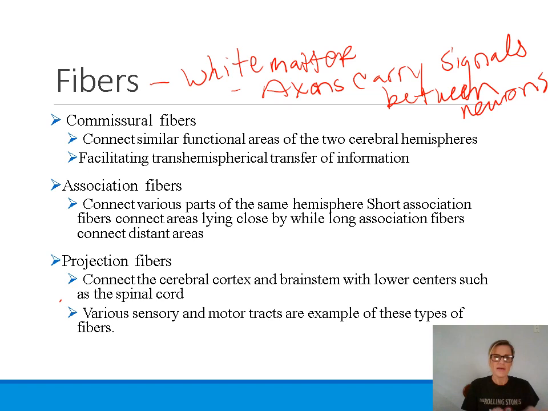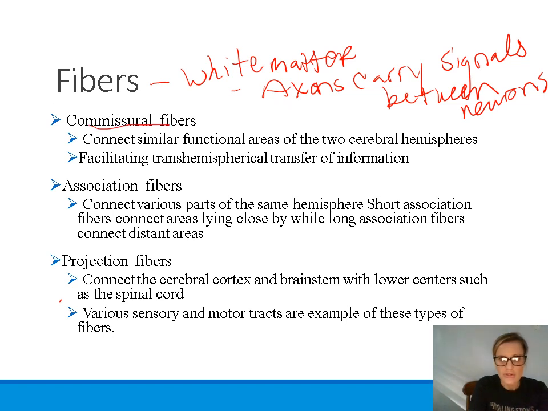We classify fibers based on where they're going, like how far away are they actually carrying the signal? Are they carrying the signal just from one gyrus to the neighboring gyrus? Are they traveling between the two hemispheres? Are they traveling down to the brainstem or even further down to the spinal cord? This is how we classify fibers, just based on where they go.